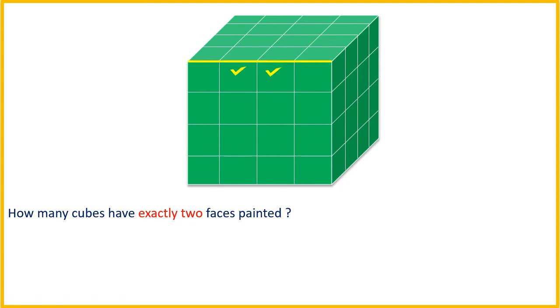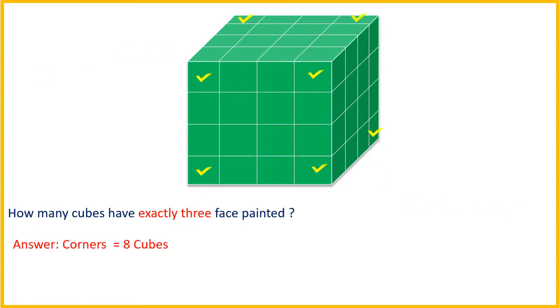So 2 cubes on one edge, and like this there are 12 edges in this bigger cube. So the answer will be 2 cubes per edge multiplied by 12 edges. The total count will be 24 cubes. My next question. So how many smaller cubes have exactly 3 faces painted? They are nothing but the 8 corners. So the answer for this particular question will be 8.